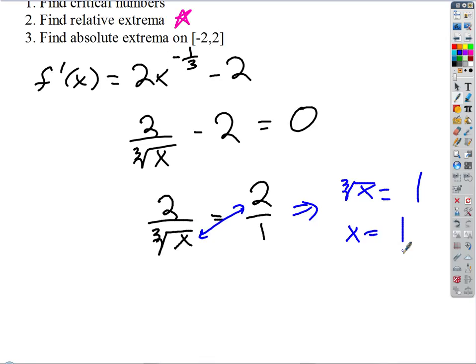Remember though, when you take both sides of an equation to a power, do you remember any danger zones going on? This would have been back in honors algebra 2. Whenever you take both sides of an equation to a power, you run the risk of introducing extraneous solutions. Do you remember that? Let me give you just a quick separate example.